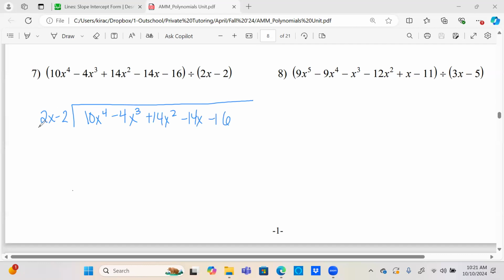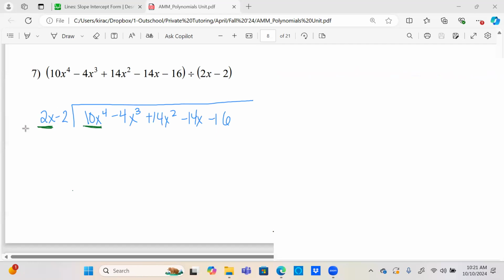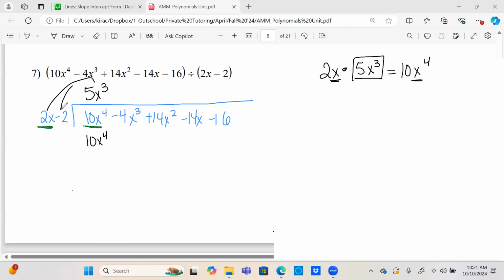And you want to ask yourself, 2x times what would be 10x to the 4th? And we may even want to come off to the side and write that. You may not need to, but feel free if you do. 2x times what would be 10x to the fourth? Well, 2 times 5 would give us 10. This has 1x and we need 4. So if we give him 3 more, we're going to multiply by 5x cubed. That will give us 10x fourth, and we'll multiply here too to be negative 10x cubed.